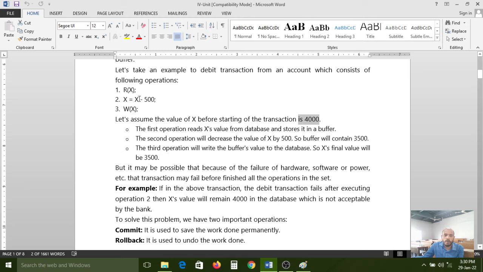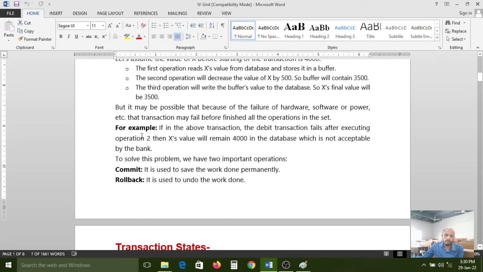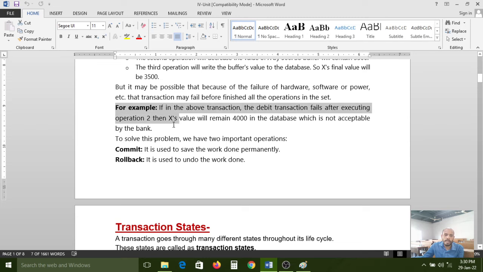These two operations will not be performed, because before reaching the write operation, these two are in buffer mode. So the buffer will be erased when the power fails or a problem occurs. In any case, the buffer statements will be erased by themselves and will not be saved permanently in the database. So this is one more example: if in the above transaction the debit transaction fails after executing operation 2, then the X value will remain 4000.